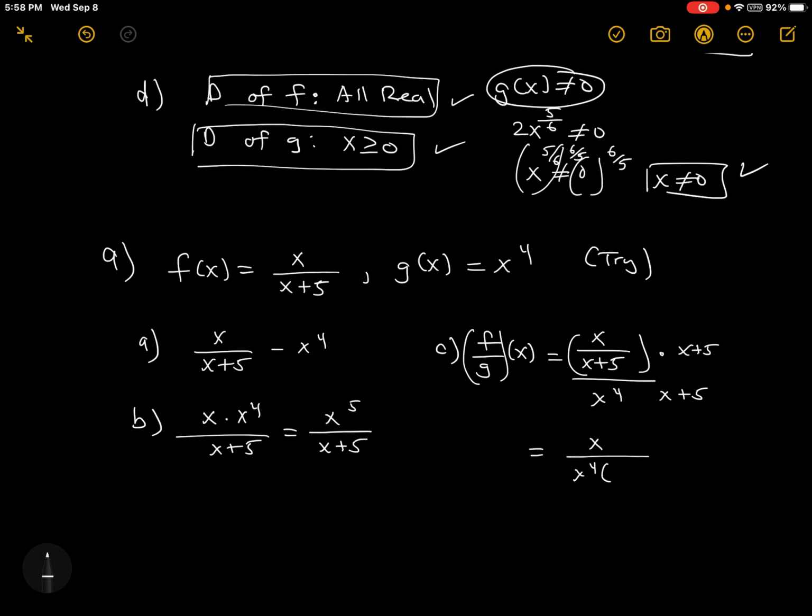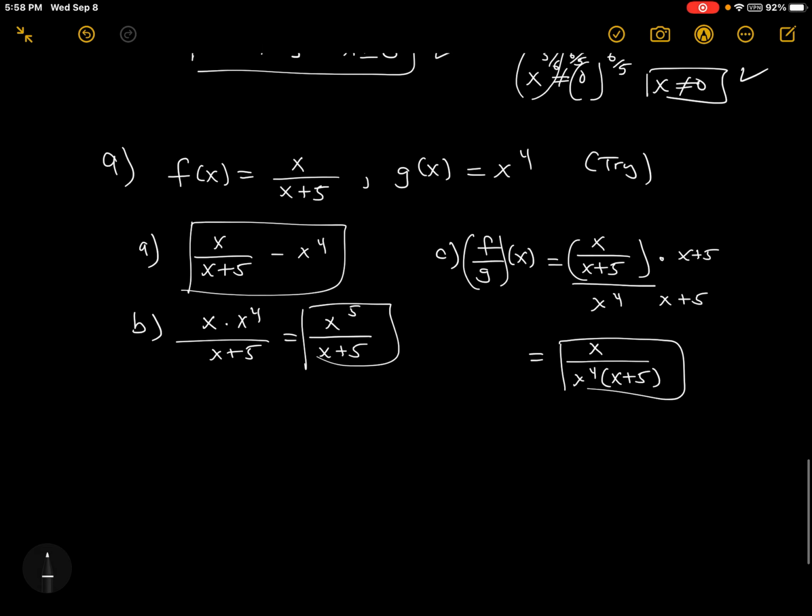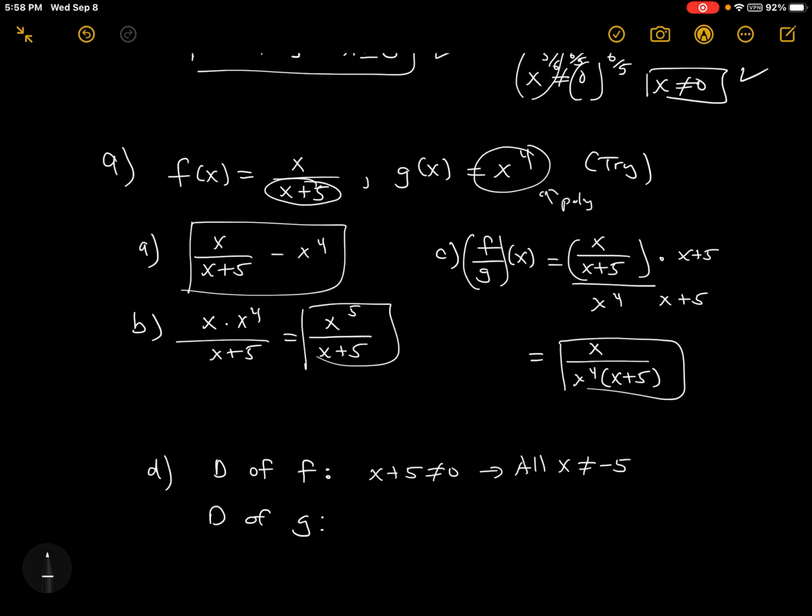Okay, so let's go and find the domain of each operation. So part D, the domain of f. Notice I have a rational function in part f, so the way I find the domain is set the denominator not equal to 0. You're going to get x cannot equal -5. The domain of g, this is a polynomial function. The domain of a polynomial is typically all real. Remember, the only functions you have to worry about are rational functions and even roots. Later on, we'll have to worry about domain of trig functions, but we're in chapter 1. We don't have to worry about that now.